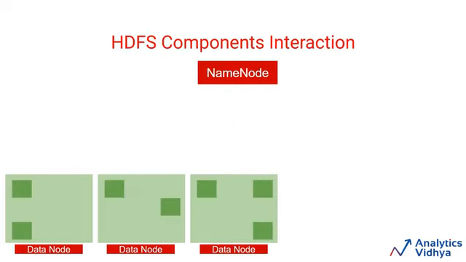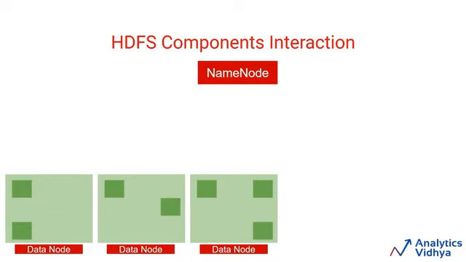Now let's move on to understand the interaction between the various HDFS components. A client accesses the file system on behalf of the user by communicating with the name node and the data node. The client presents a file system similar to POSIX, so the user does not need to know about the name node and data nodes to function.